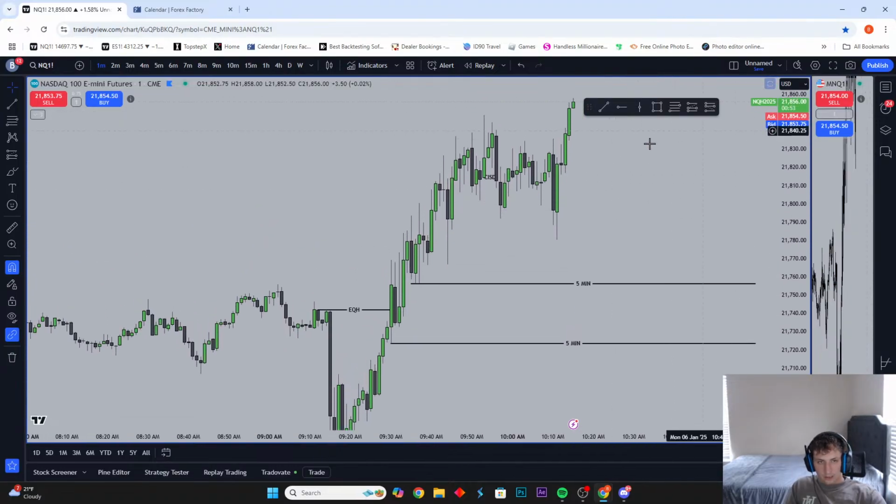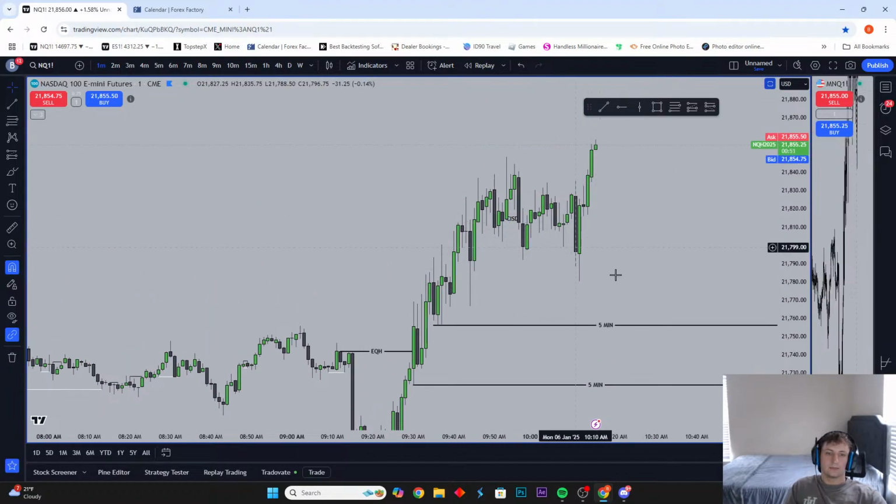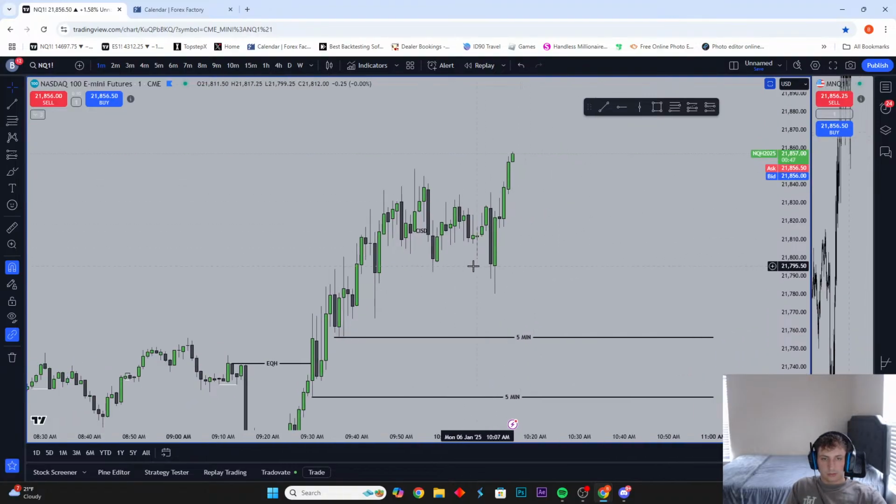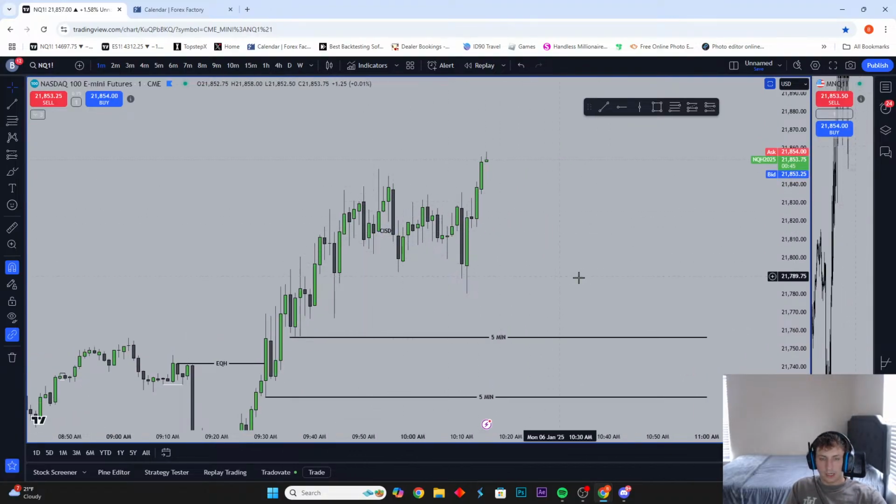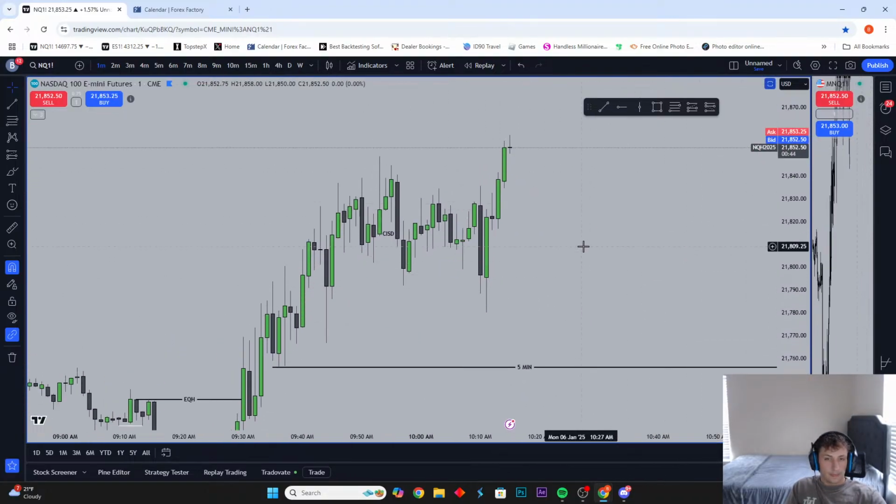But anytime we build structure to the downside, we're having divergences on both sides, and it's like a mix of both. It's pretty choppy, as you can see here. So I probably won't be taking anything today.